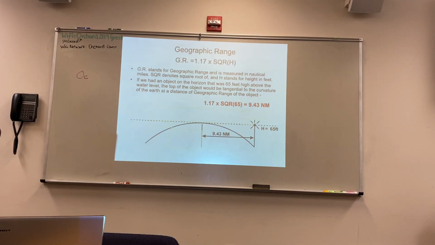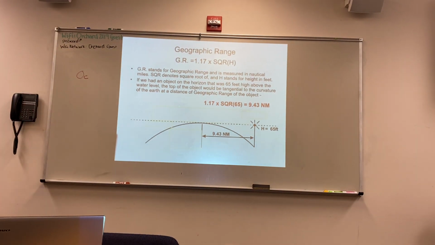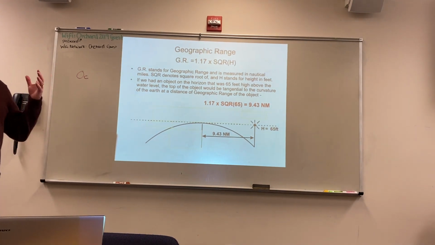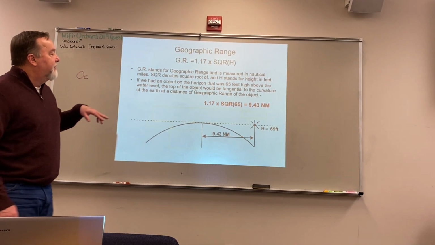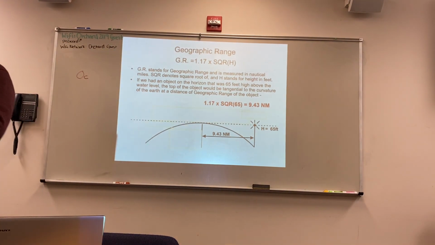But I want to talk about something called geographical range, which you can find on page 44 of your primer. The same problem will be there. Geographical range is simply how far you can see from the horizon to a certain height before you lose that visibility based on the curvature of the earth. That's what geographical range is.